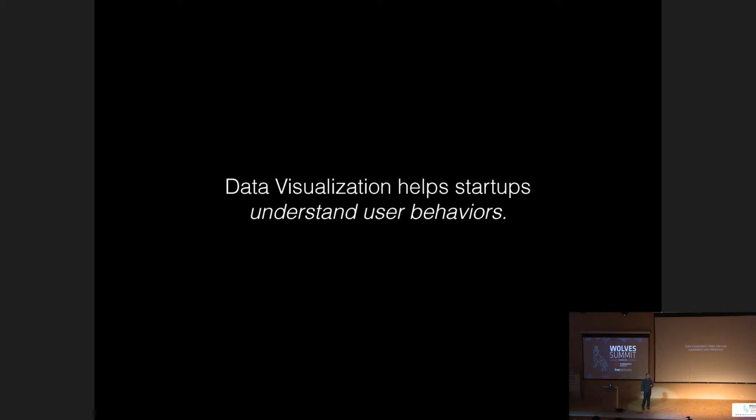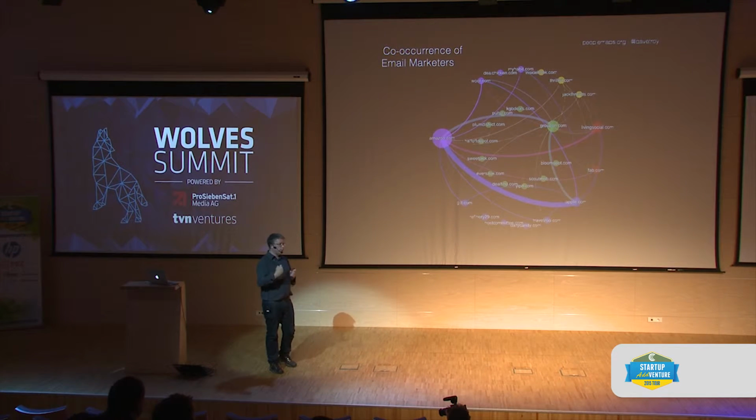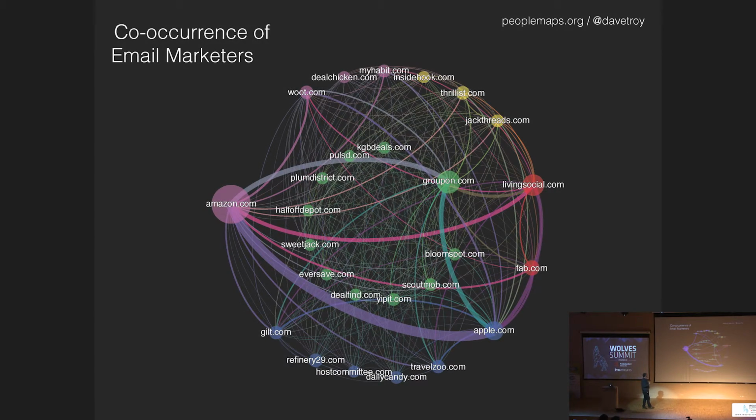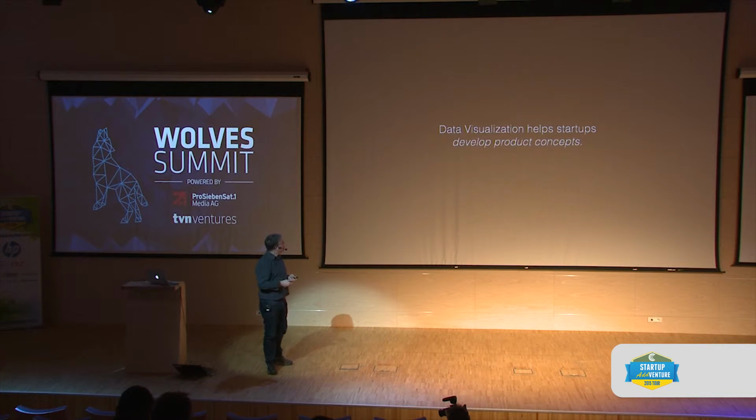You can also use this to understand your users and what's going on with, say, specific customers that you have. This is a visualization that we made showing the interrelationship between some different email marketers that exist amongst our actual user base. And you can actually see that people who subscribe to Thrillist also probably subscribe to Amazon, which also subscribe to Living Social, and they might subscribe to Apple. And you can get a sense of the proportions with which those things co-occur.